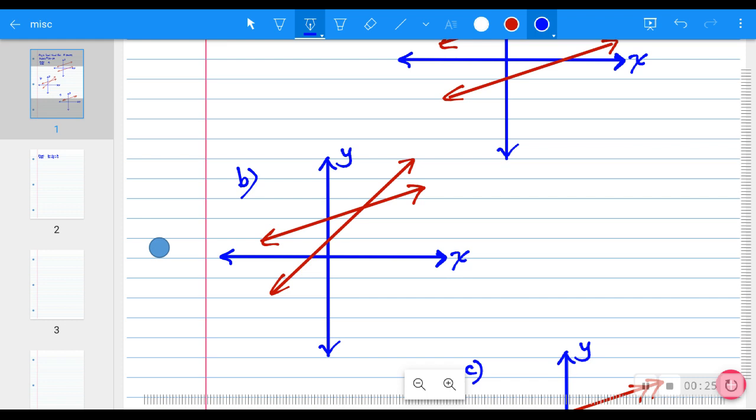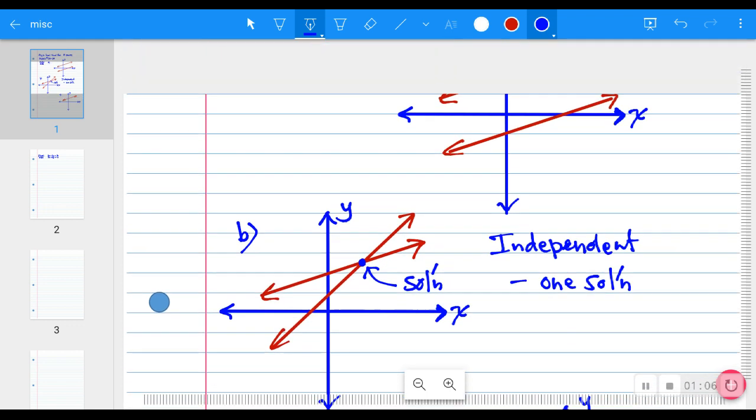Okay, for part B here, we're looking for the solution to these two linear equations when they're graphed. It's the place that's common to both of them, in other words, the point of intersection. So whatever that x and y value is, that's your solution. And so this problem has one solution, and we call these independent systems. An independent system is one where the lines cross and you have one solution, namely that intersection point. So wherever that would be located on the graph, that x and y combination is your solution.